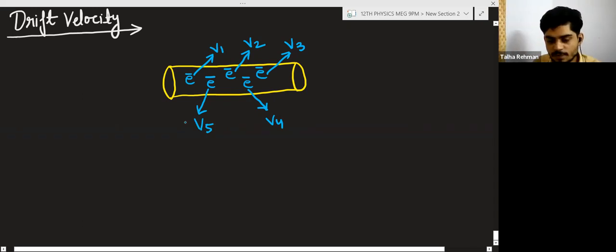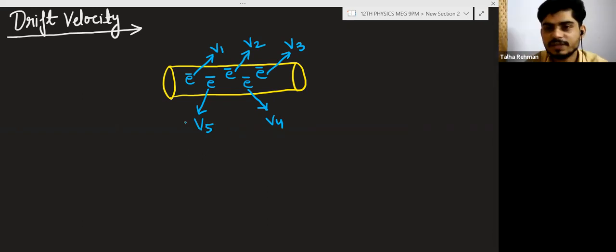And why is it so? Because now this conductor is an isolated conductor, meaning it is not connected to any battery, and there is no electric field applied on this conductor. Inside the conductor there are electrons, and these electrons have velocities in different directions.